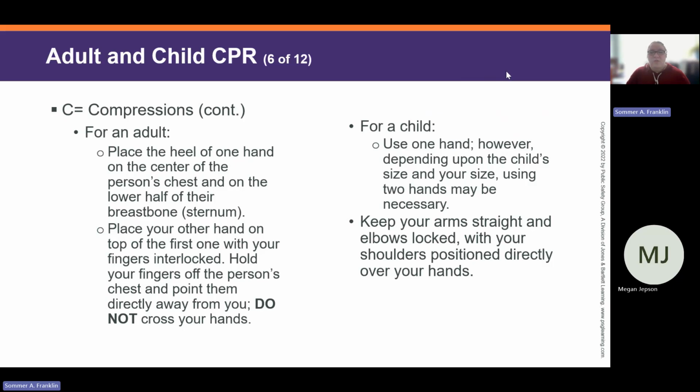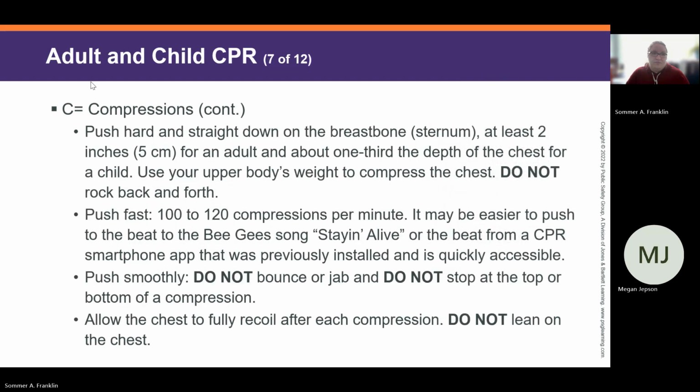For a child, you use one hand. However, depending on the child's size and your size, using 2 hands may be necessary. Keep your arms straight and your elbows locked with your shoulders positioned directly over your hands. Push hard and straight down on the breastbone, at least 2 inches or 5 centimeters for an adult, and about 1/3 the depth of the chest for a child. Use your upper body's weight to compress the chest, but do not rock back and forth.